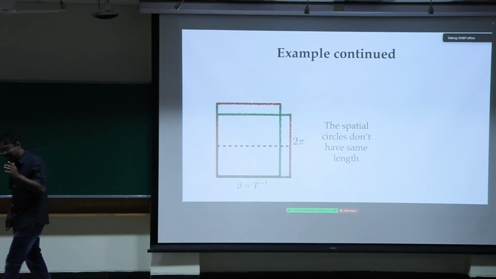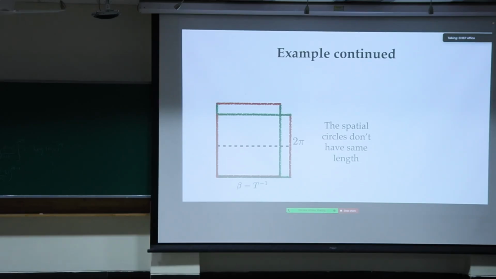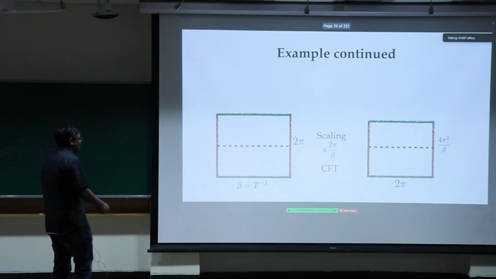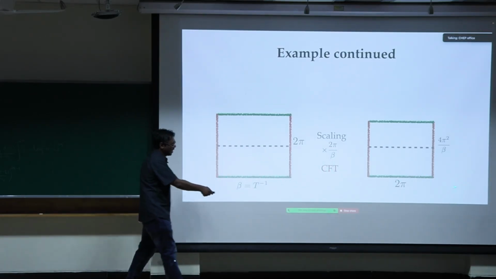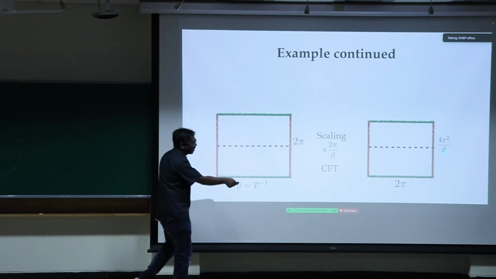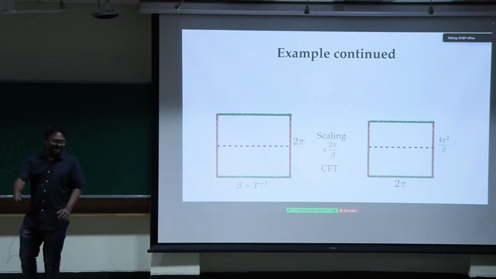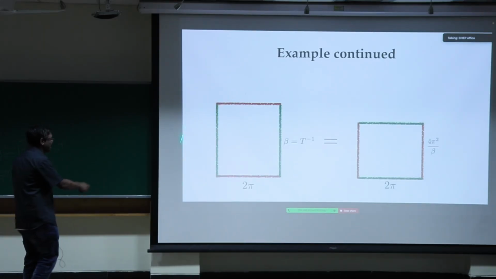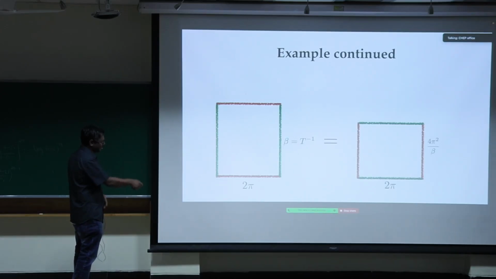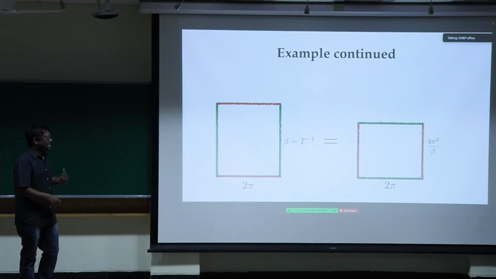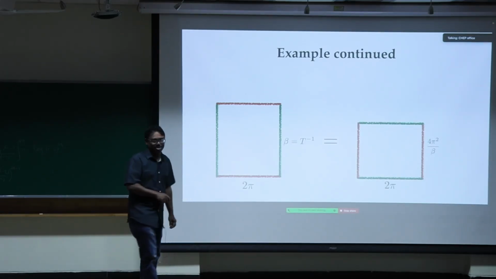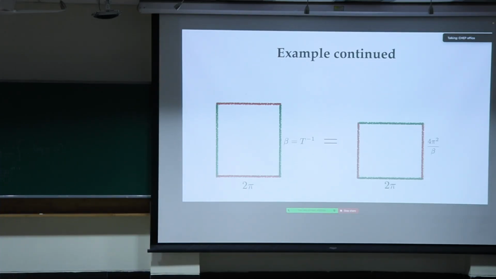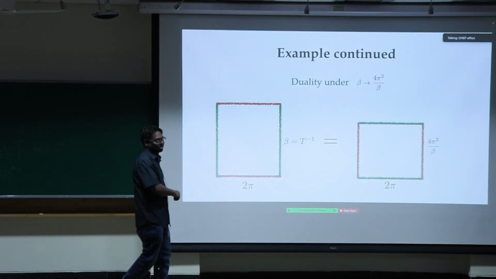But now you remember that you are dealing with a CFT, a conformal field theory, so you are allowed to scale the space and time in the same manner. So you take this picture and scale by 2π over β. Now this β becomes 2π, and this length becomes 4π² over β. Once all the dust settles, what you have derived is that your initial torus path integral, where the length of the time circle was β, is the same as another path integral where the time circle has a new length, 4π² over β. So by this simple manipulation and the fact that things are scale invariant, you have shown a duality between β going to 4π² over β.